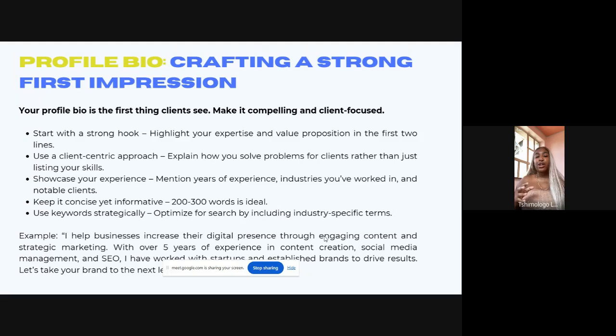So make sure that when you're putting together your bio, two things: you're not saying anything too long, and second, you're going to the point and being very concise. You're speaking on how you can add value to this person. The minute they read it, are they picking up on the value that you are able to add to their organization? So that's basically your profile bio.